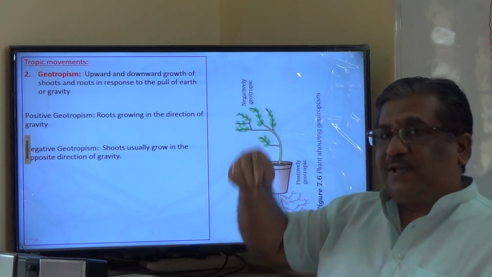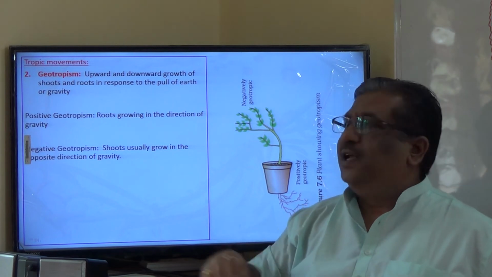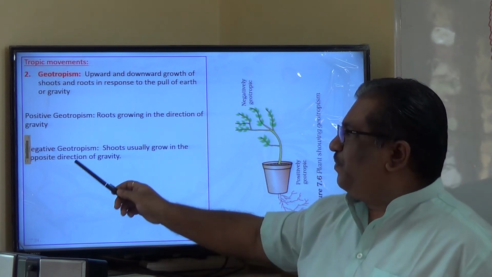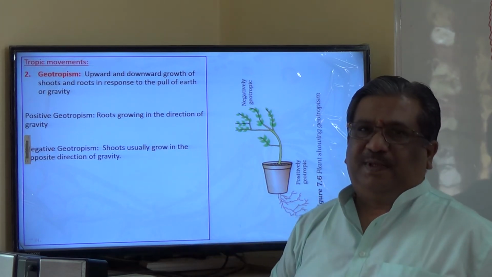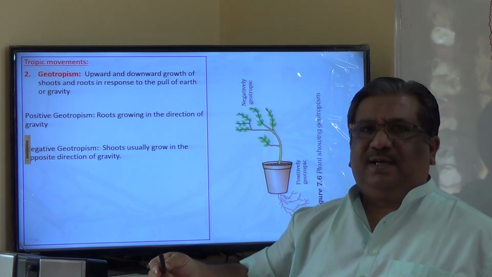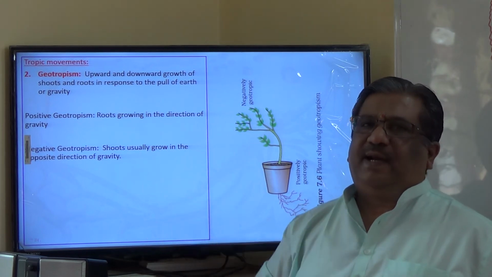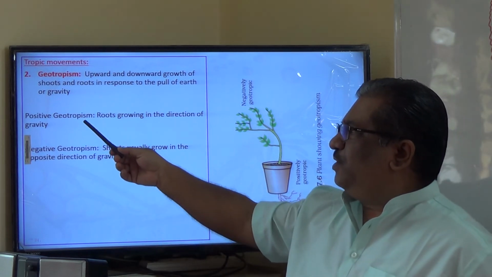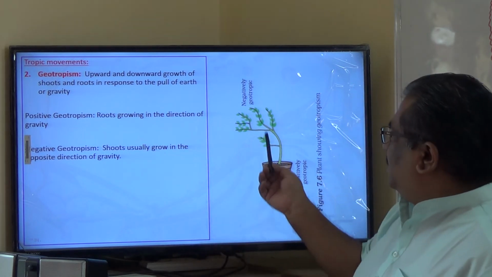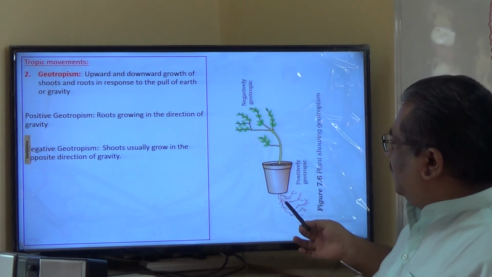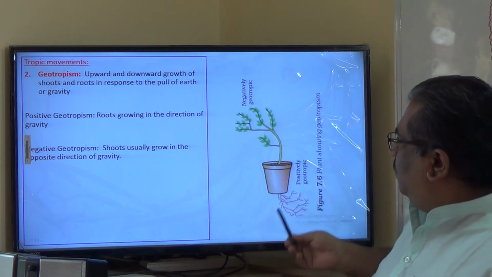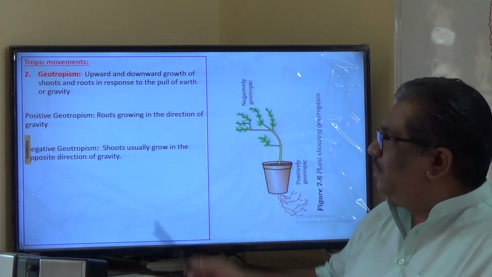The roots growing towards the direction of the stimulus, that is gravitational force, show positive geotropism. That means roots show positive geotropism and shoots show negative geotropism, because the gravitational pull is downwards: roots grow towards the gravitational force, and the shoots grow away from it. Hence, positive geotropism is shown by roots and negative geotropism is shown by shoots. This is the example over here. You can see the roots going downwards. Okay, so negative geotropism and positive geotropism. Clear? Note down this content.